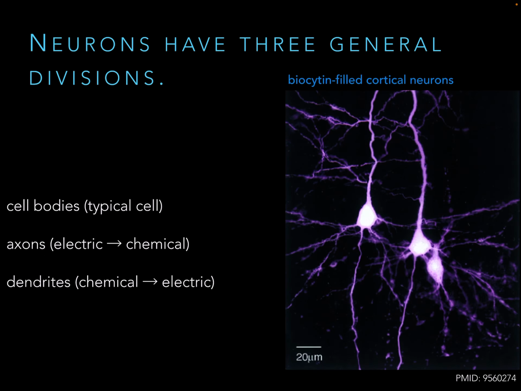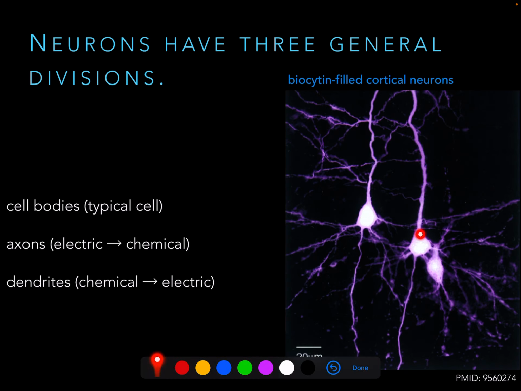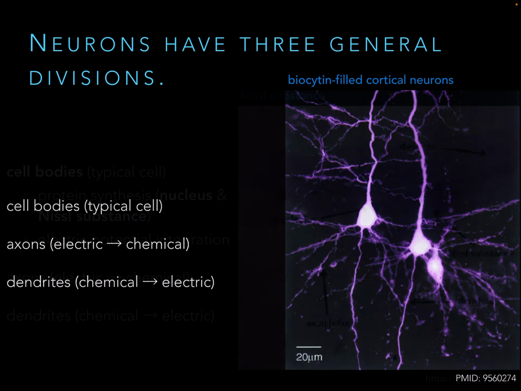If you have a look at a few different neurons here, you can see they look a little different, but they have some similarities. They all have this central cell body, and they have some extensions coming off of them. So every neuron has a cell body, and then some number of dendrites, and probably one axon. But these are all variable.